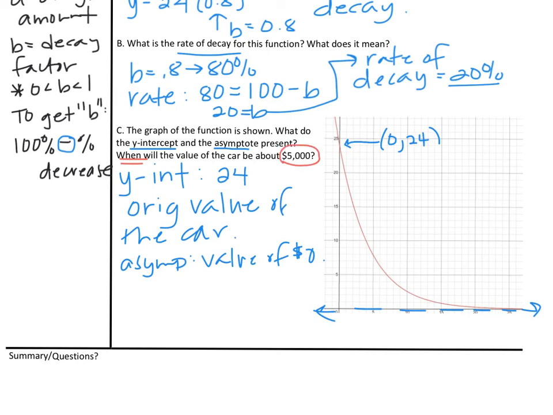Last but not least, when will the value of the car be about $5,000? Well, the when is the x-axis, so we need to figure out where we're at $5,000. That would mean the y-axis would have to equal about 5, because the y represents the value in thousands of dollars. Looking at the graph, I'm going to go along that y value of 5 till we get to the point of intersection.